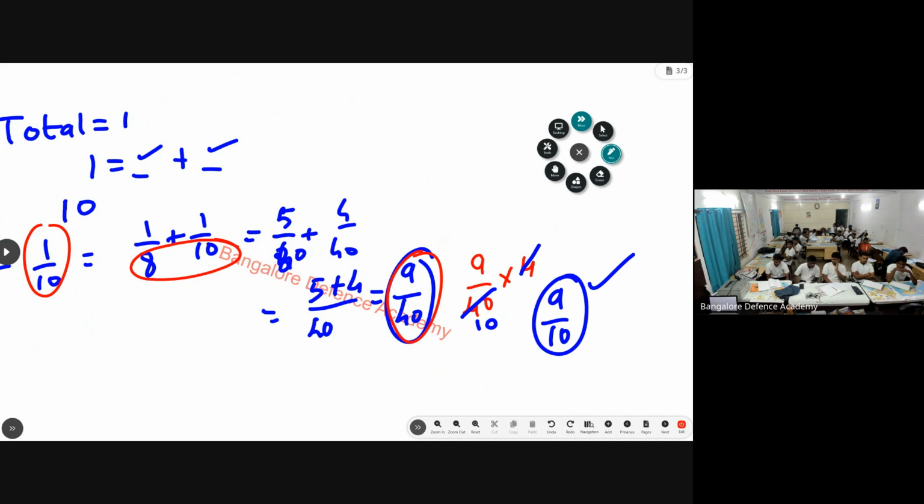Then how did 5 and 4 come in? 1/8 plus 1/10 is equal to 5/40 plus 4/40. That's what I told you. When I'm solving, eyes on the screen. Tell me how we got 5 and 4? 8 into 5. You calculate what is the answer of 1/8 plus 1/10. Calculate and tell me quickly. The rest of you try this fraction method, quickly.